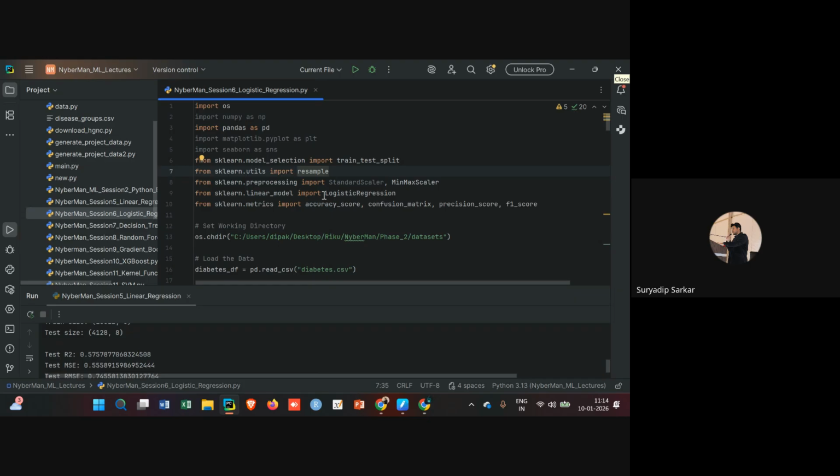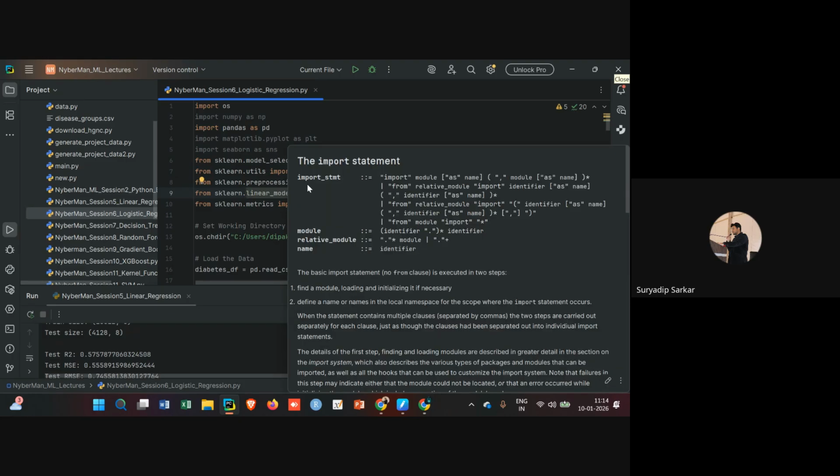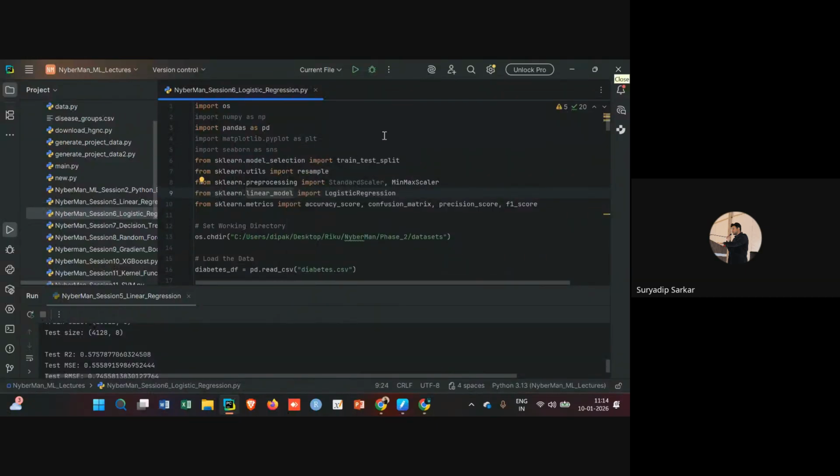And we have imported the logistic regression function from the linear models library. Both linear regression and logistic regression are part of the linear models library. Although logistic regression ends up fitting a sigmoid curve and not a line, when we are on the log odds scale, it does fit a line for the data. That is why it falls under linear models. And from the metrics library of scikit-learn, we have imported all of these necessary metrics: accuracy score, confusion matrix, precision score, and F1 score.